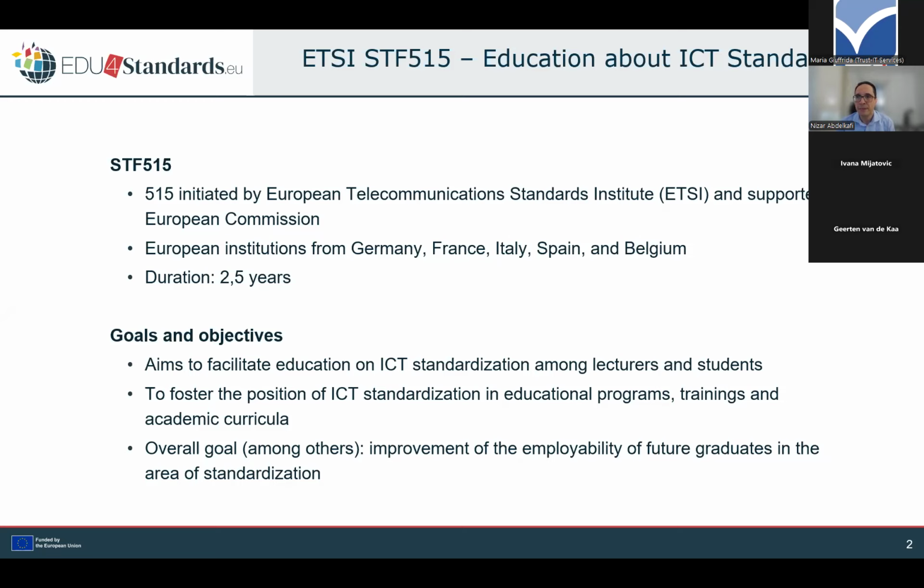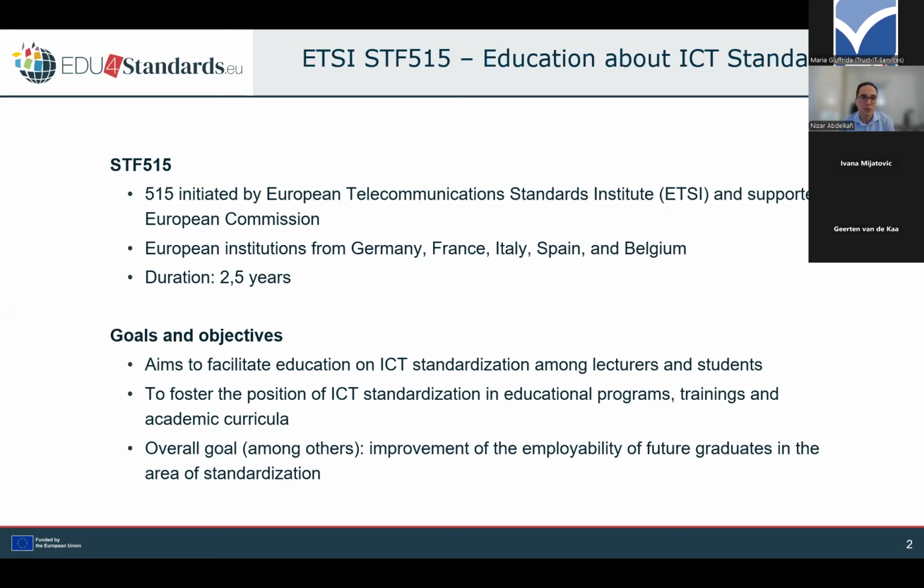I would like to provide the goals and objectives that we had as we developed the material. We aimed to facilitate education on ICT standardization among lecturers and students. We know that the topic is not well diffused, and we would like to achieve a better diffusion of the topic, to make it interesting and attractive among students, teachers, and lecturers. The second objective is to foster the position of ICT standardization in educational programs, trainings, and academic curricula.